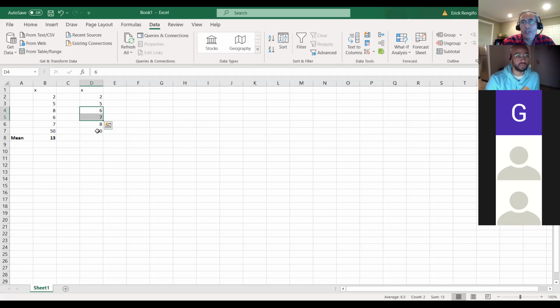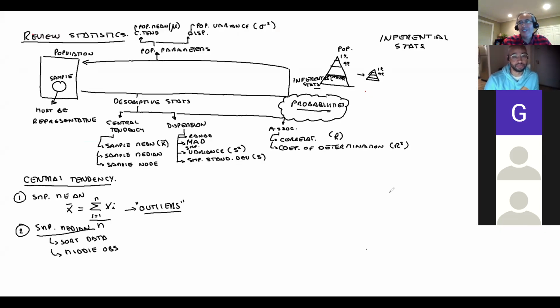Now, what happens if this number is whatever, 150? What happened with my median? It doesn't change, okay? So that's the beauty of the median. The median is free of outlier problems. However, guys, mathematically working with a median is a pain. Got it? So the median has no outlier problems.